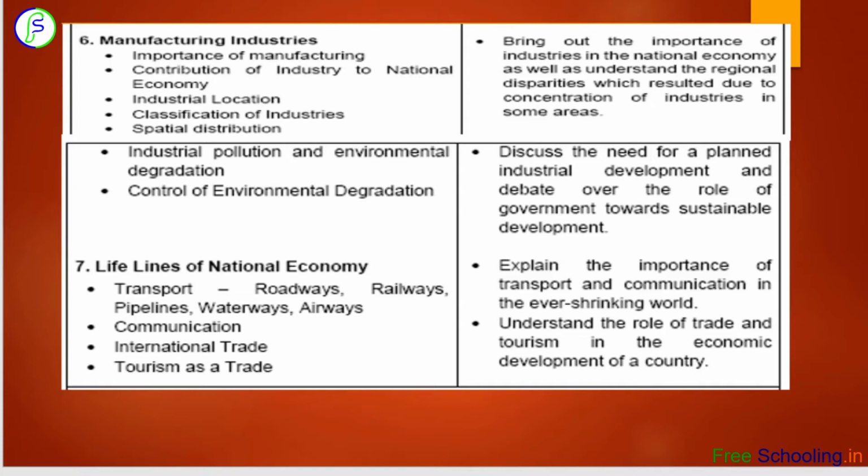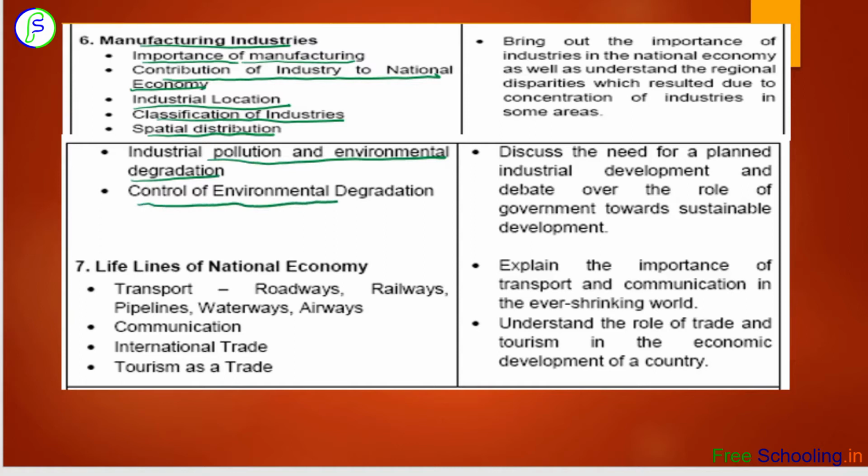So moving on, we have Manufacturing Industries. Under that we cover the topics: importance of manufacturing, contribution of industry to national economy, industrial location, classification of industries, spatial distribution, and then we have industrial pollution and environmental degradation, and at last we have control of environmental degradation. So these are all the topics.